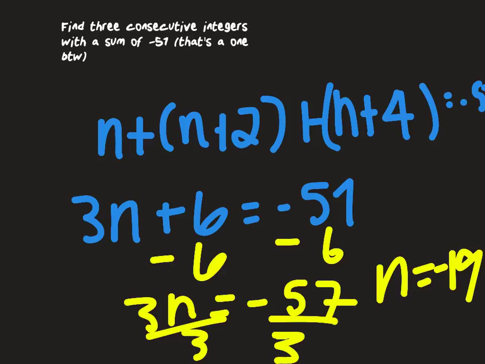So just remember your consecutive integers. If it's an odd number, like if the total is going to be an odd number, then it's probably going to be consecutive odd integers. If it's going to be an even number, like if it was negative 52, we would have used even integers. So it would have been like n plus 1, things like that.